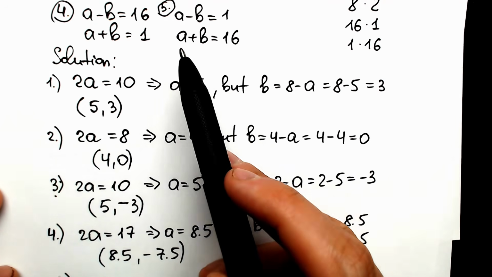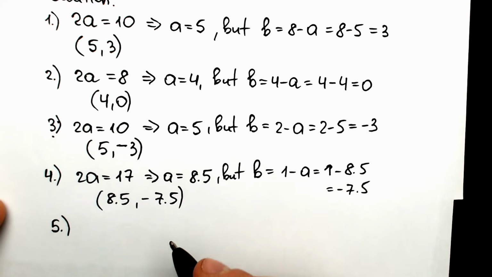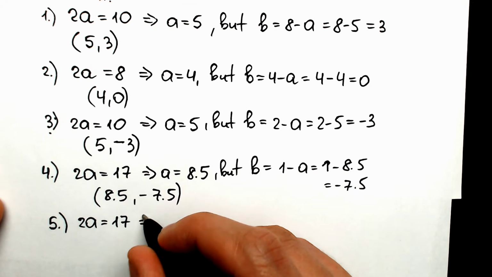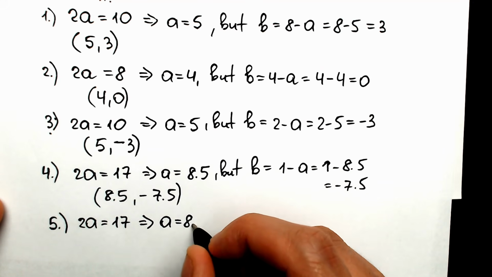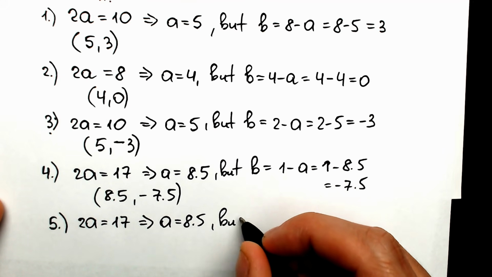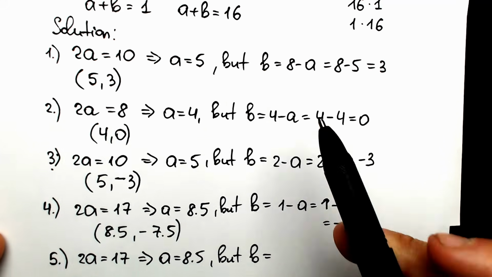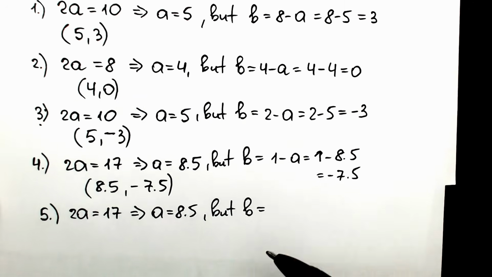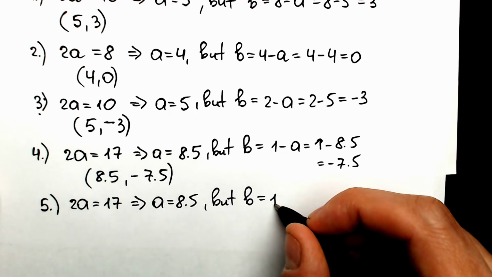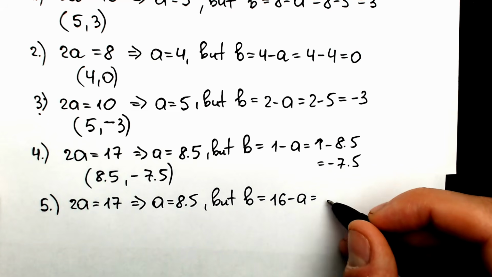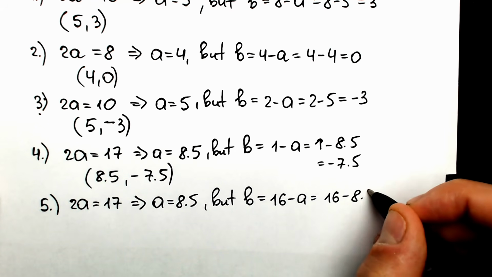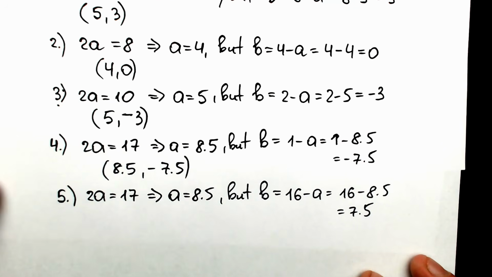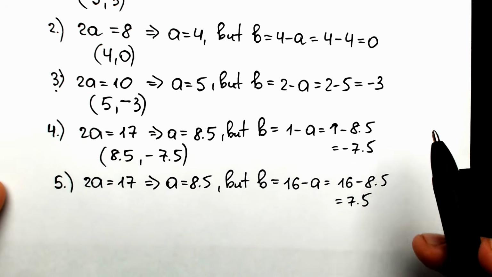We have 2a equal to 17, so the same addition, 2a equal to 17. And from here, a is equal to 8.5. But what about b? But b is equal to 16 minus a. Yeah, we have b equal to 16 minus a, so equal to 16 minus 8.5 equal to 7.5. So right now we solved all possible positive pairs.